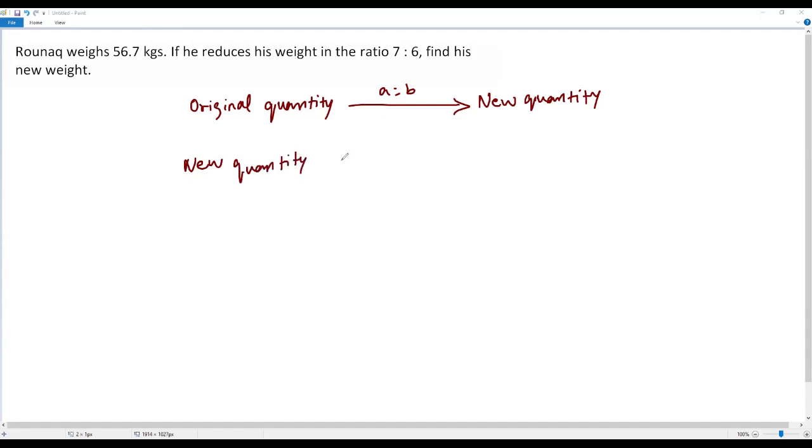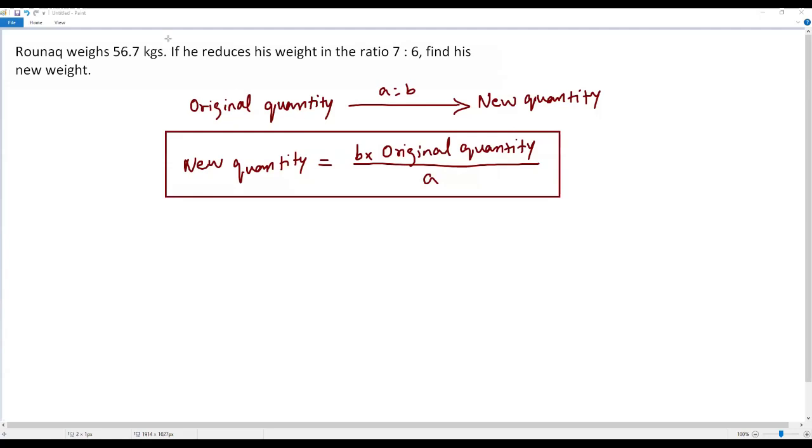So to find the new quantity, the formula is: we have to consider the second term of the ratio, B. It has to be multiplied by the original quantity, and this result has to be divided by the first term of the ratio, that is A. So this is the formula we have to use to find the new quantity when the original quantity is changed in a particular ratio.